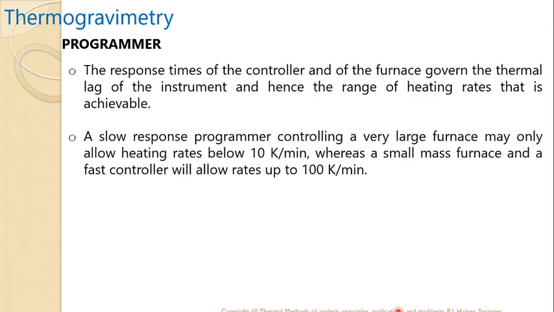A slow response programmer controlling a very large furnace may only allow heating rates below 10 Kelvin per minute, whereas a small mass furnace and a fast controller will allow rates up to 100 Kelvin per minute. So this is all about the programmer.